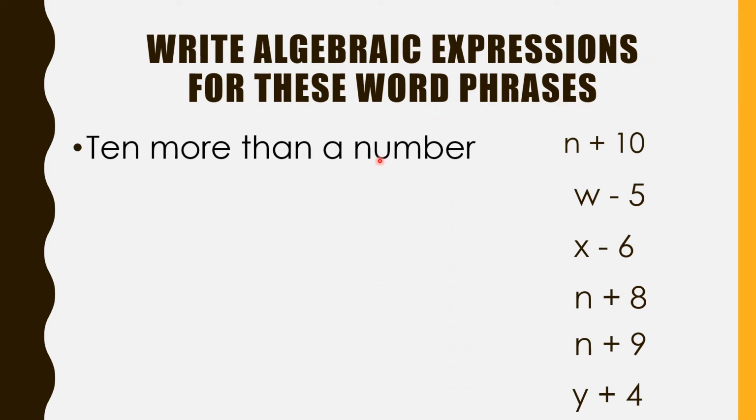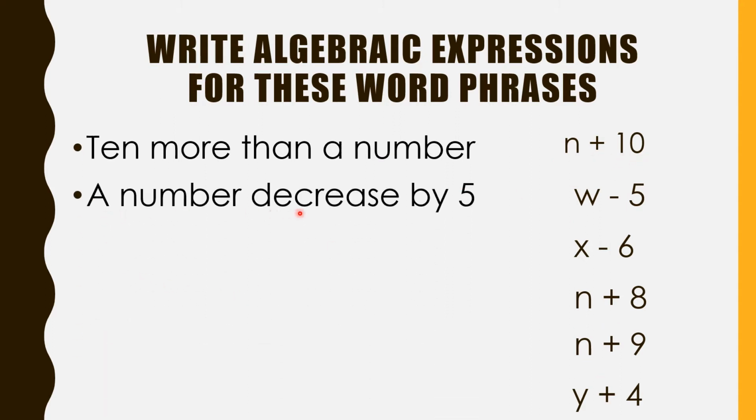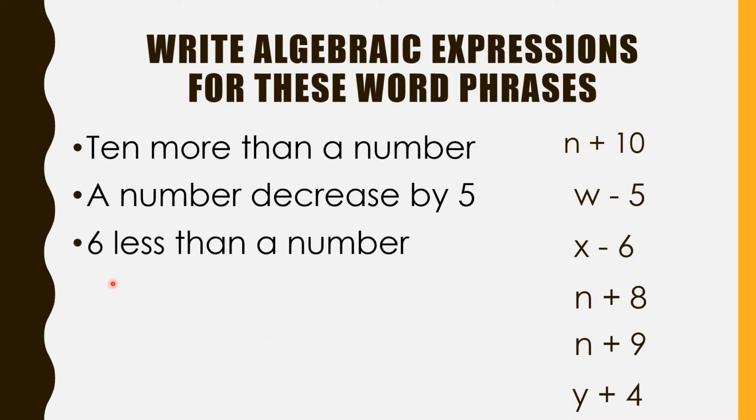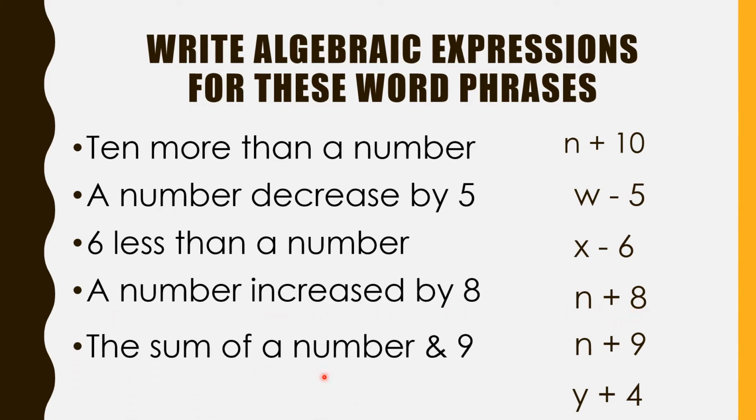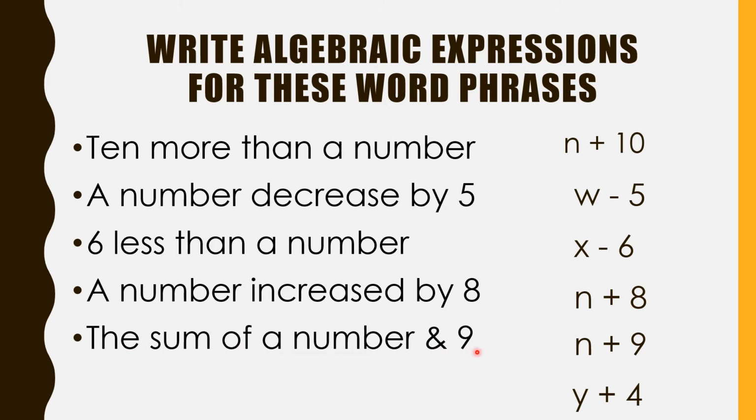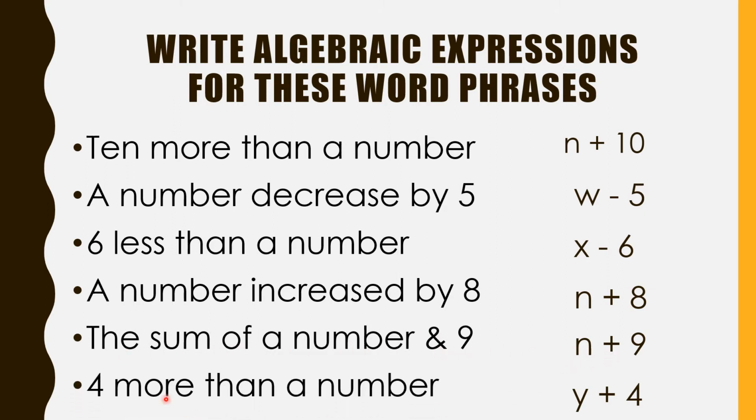10 more than a number is 10 plus n. A number decreased by 5, so that is w minus 5. 6 less than a number, so x minus 6. A number increased by 8, so n plus 8. The sum of a number and 9, so n plus 9. And 4 more than a number is y plus 4.